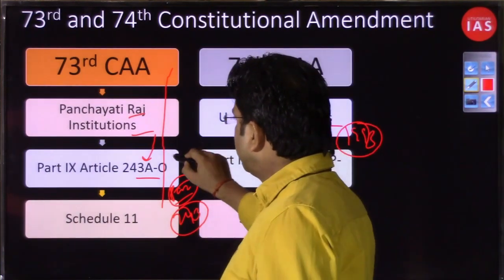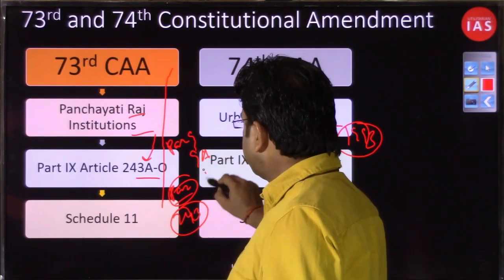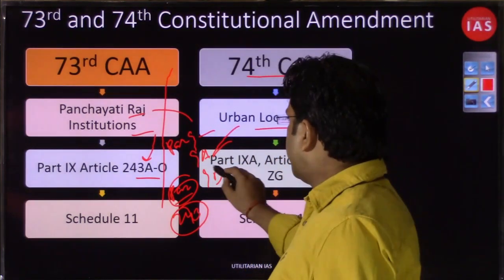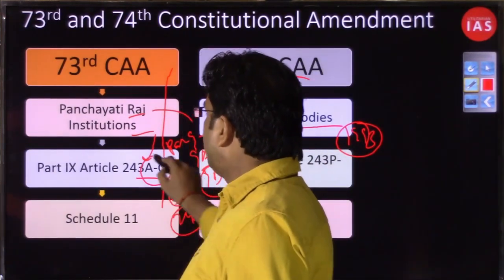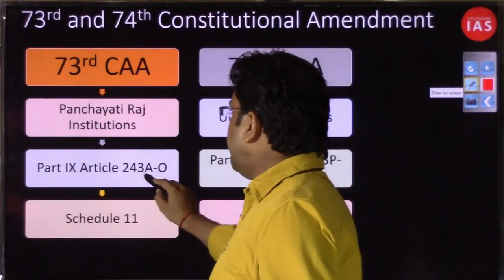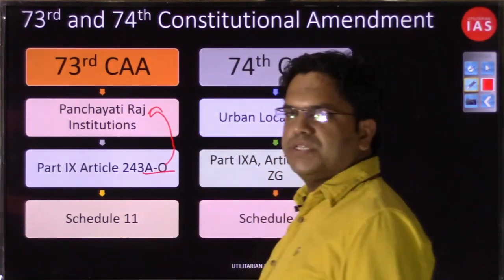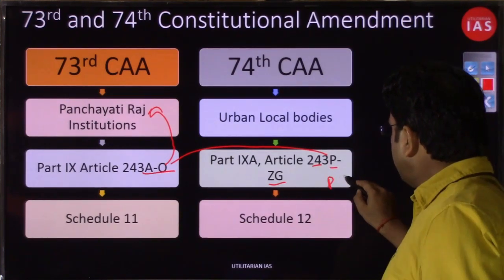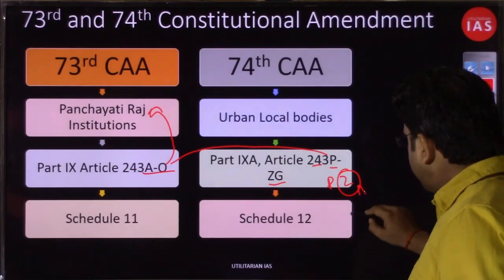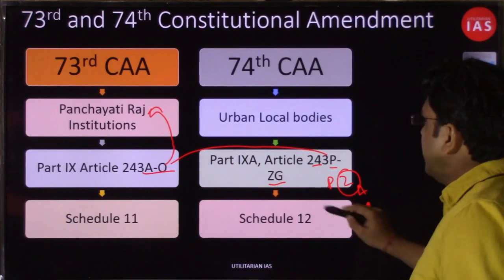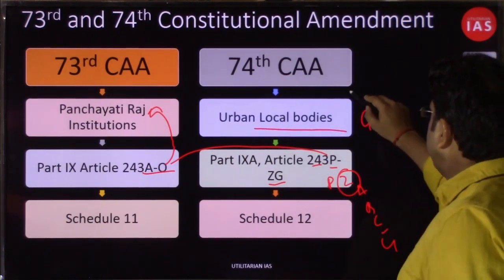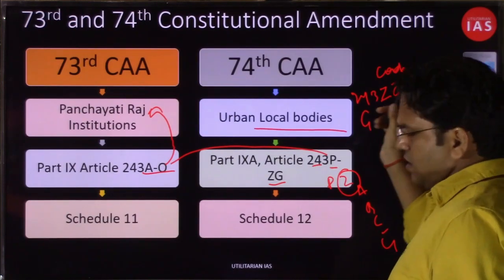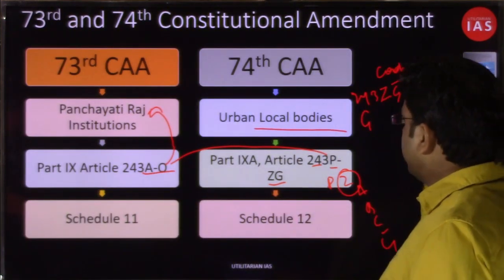As I already told you, there is something called Part 9, then Part 9A, and Part 9B. Part 9 will deal with Panchayati Raj, 9A will deal with urban local bodies, and 9B will deal with cooperative societies. So Article 243A to O, let me clarify, is going to deal with Panchayati Raj institutions. After O, you have P, in the same article: Article 243P to ZG. So P to Z, and after Z there will be ZA, ZB, ZC. Until ZG you will have the urban local bodies, and after ZG, Article 243ZH onwards, you will have the cooperative societies. The articles related to cooperative societies were created by the 97th constitutional amendment.